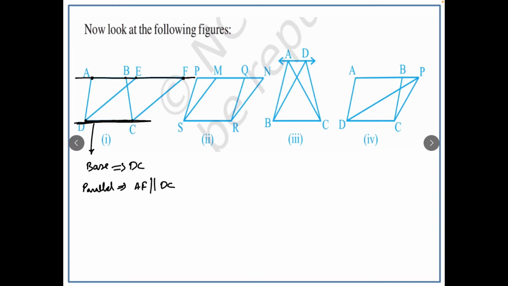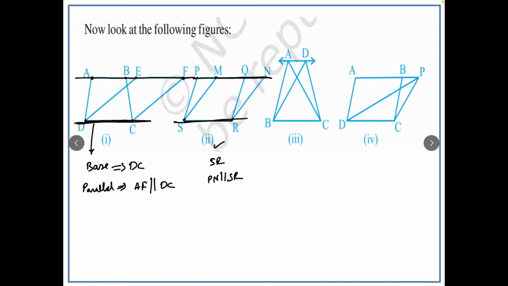Okay, now look at the second figure, this one. Here we have two parallelograms. First one is PQRS. Second is MNRS. In this the common base is SR, and they are again lying between the same parallel lines. If you extend this line you will see that all four vertices of these parallelograms are lying on these parallel lines. So the base here is SR and the parallel lines are PN parallel to SR.